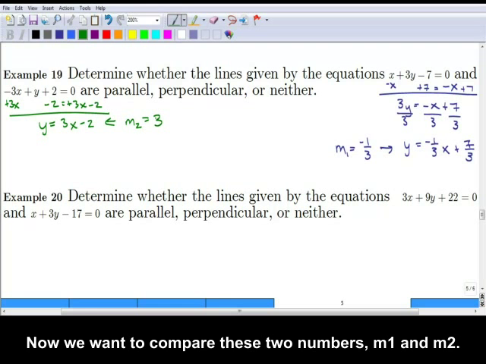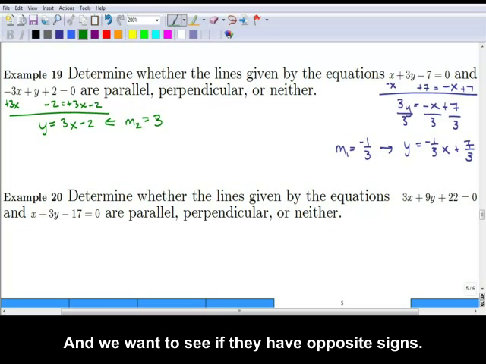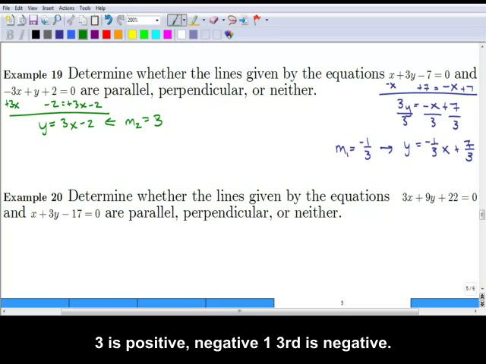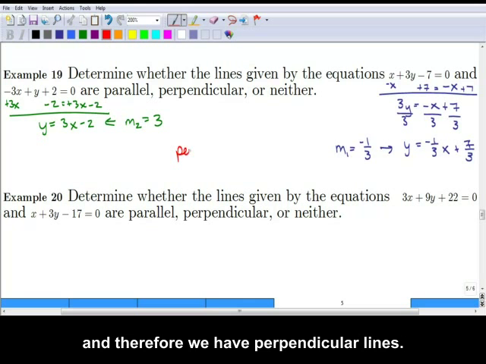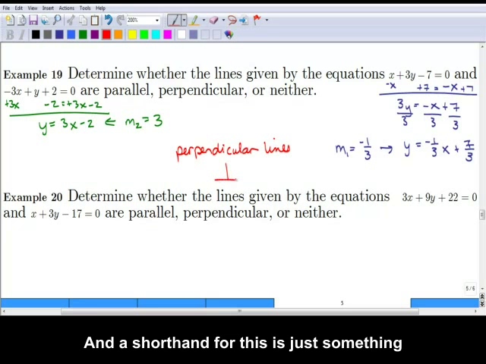Now we want to compare these two numbers, m1 and m2. First of all, are they reciprocals? Yes. 3 and 1/3 are reciprocals. And we want to see if they have opposite signs. 3 is positive, -1/3 is negative, so in this case it is a negative reciprocal, and therefore we have perpendicular lines. And a shorthand for this is just something that kind of looks like an upside down T, where those two lines are perpendicular.